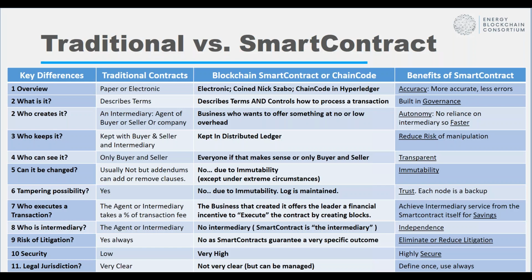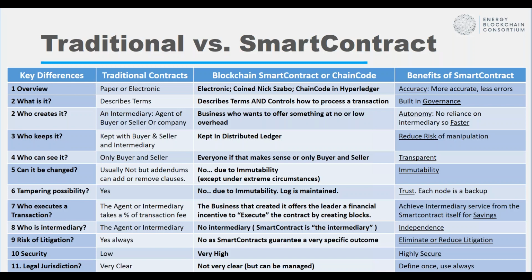Number 6 is tampering. Is tampering possible with a regular contract? Of course it is. Anybody can change something, and because there's no viable means to track it, things can change actually. But the way a smart contract is written, because of its immutability and the fact that the log is maintained, tampering is not possible.